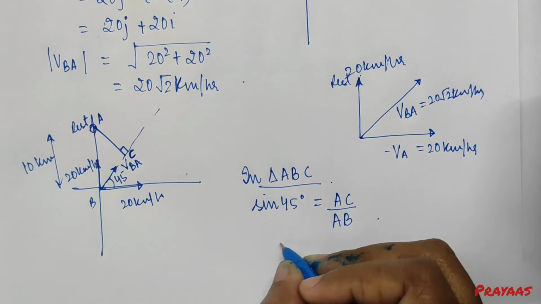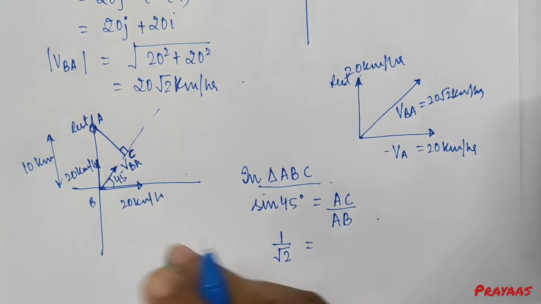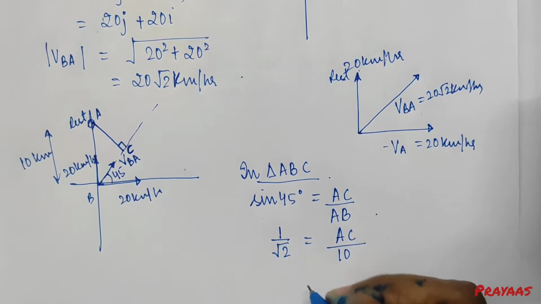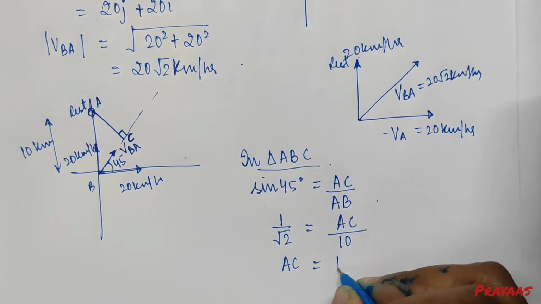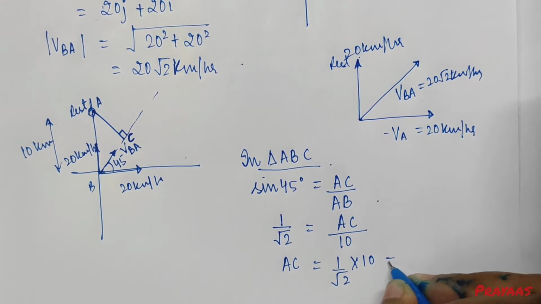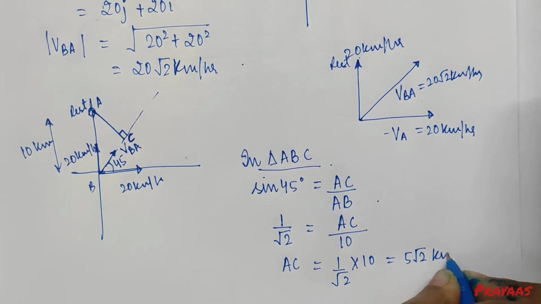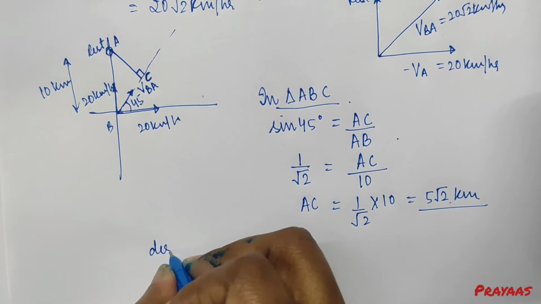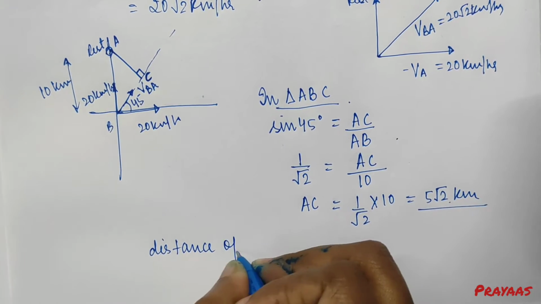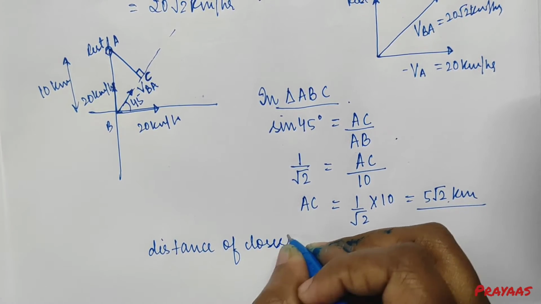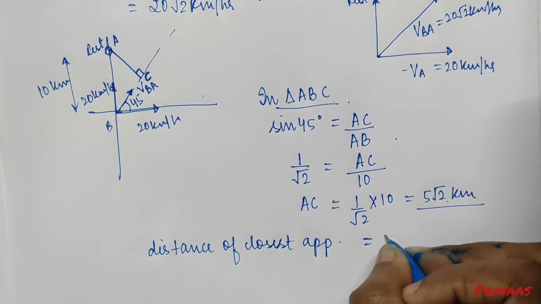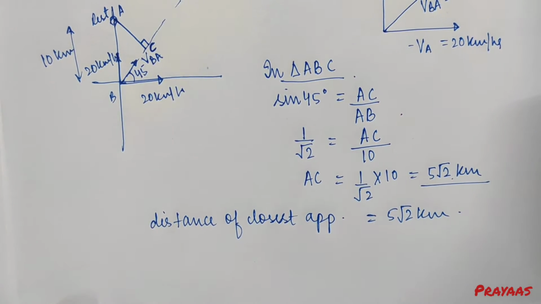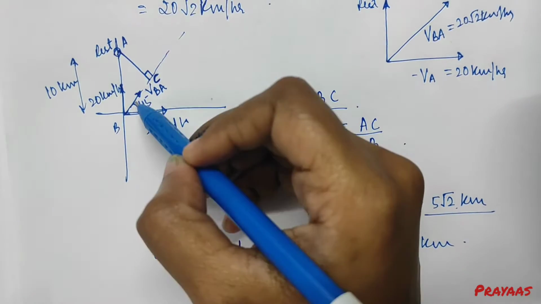Okay, sin 45 degrees is 1/√2. AC is the distance of closest approach which I have to find, and AB is given as 10 kilometers. So the value of AC will be 1/√2 into 10, that is 5√2 kilometers. So the distance of closest approach between these two ships will be 5√2 kilometers.